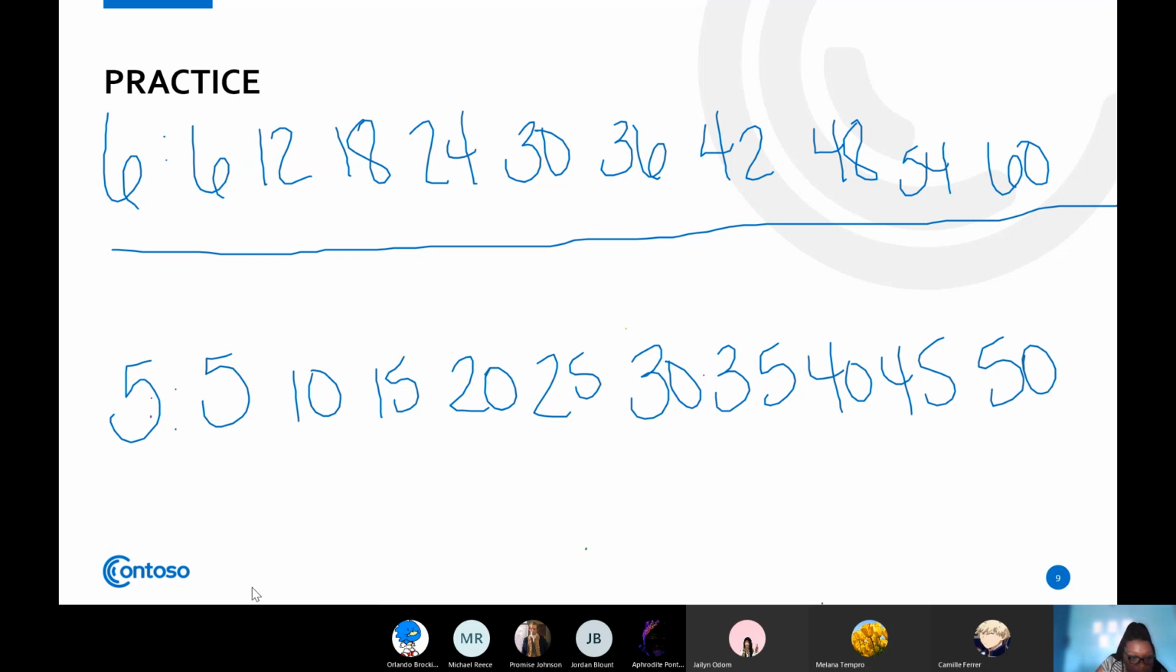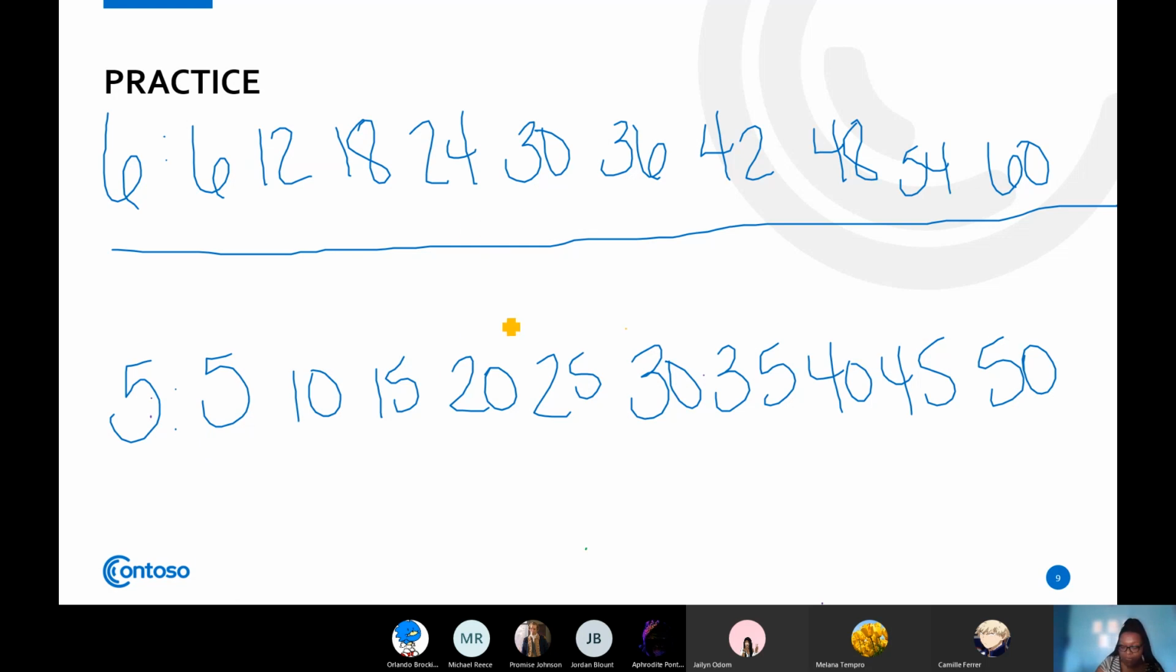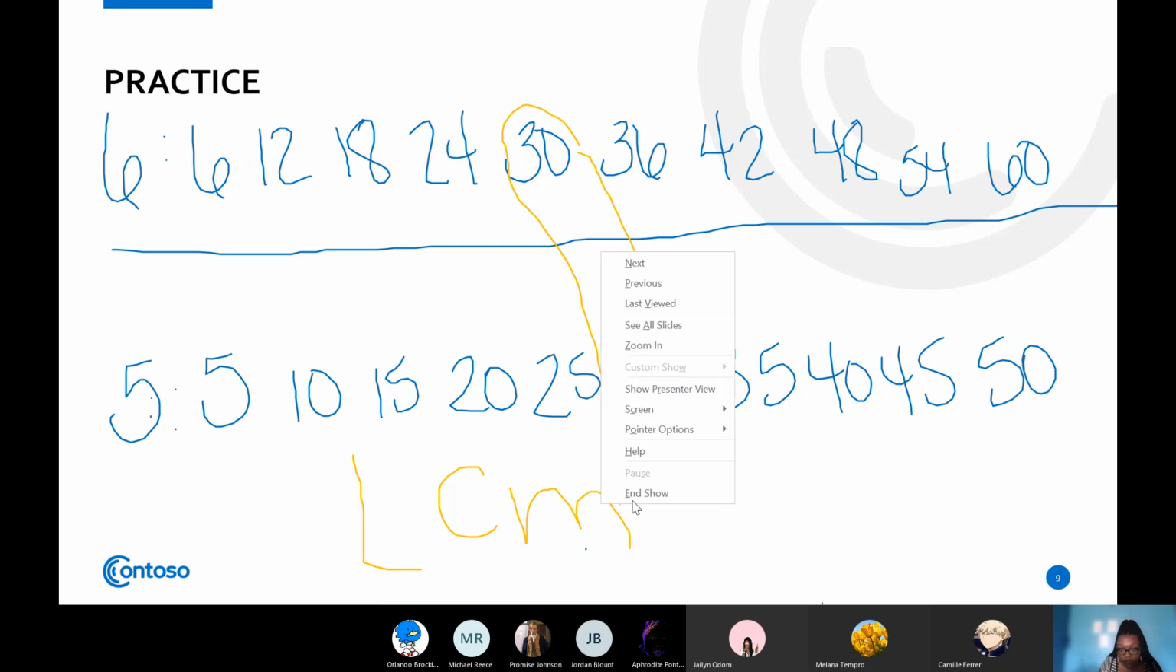Okay, step 2. Now we need to identify the common multiples. Someone let us know what multiples they share. 30. Any more? Not in the first 10, there are no more common multiples. So that's our answer here. Our least common multiple here is 30.